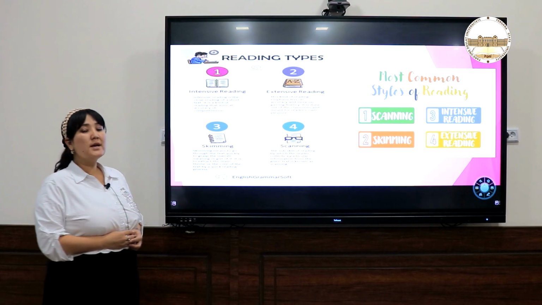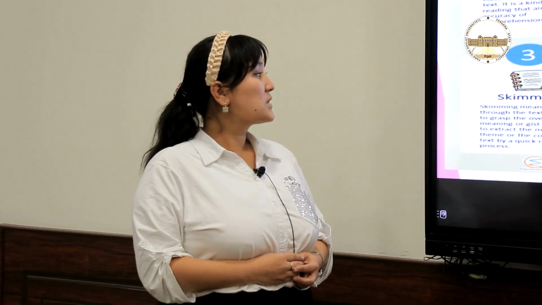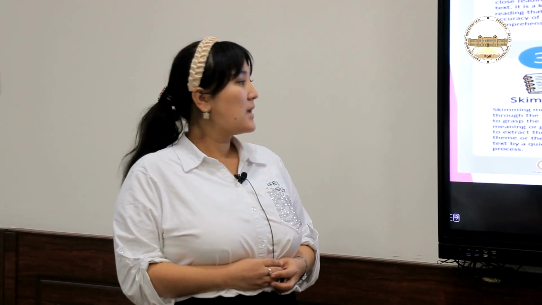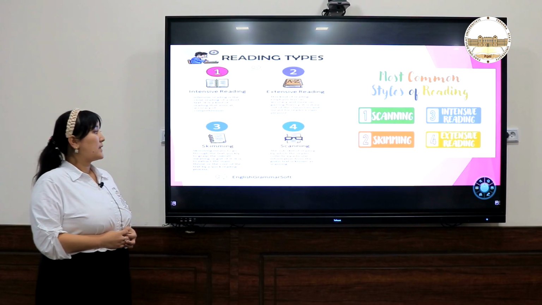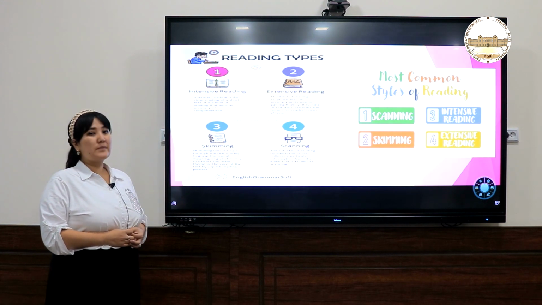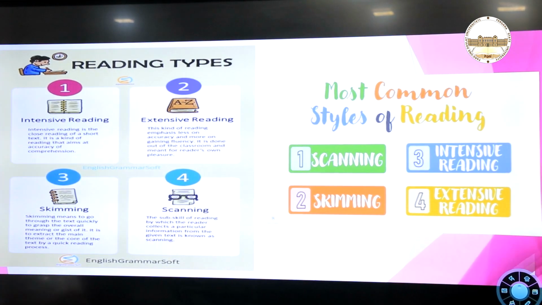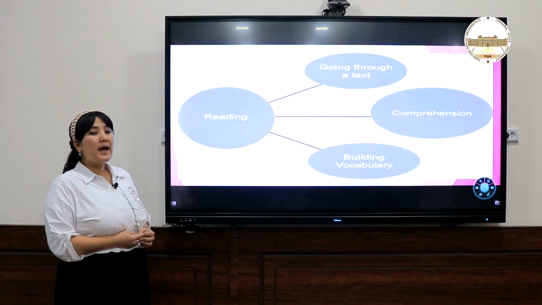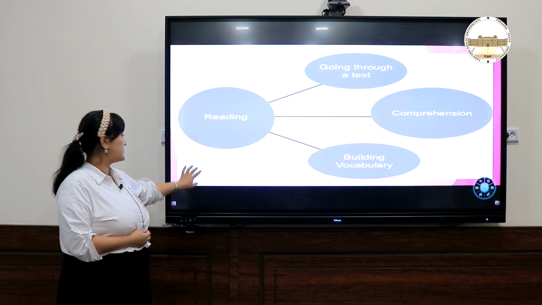And we have two more strategies like skimming and scanning. Skimming means to go through the text quickly, to grasp the overall meaning or gist of it. It is to extract the main theme or the core of the text by a quick reading. What is scanning? Scanning is a sub-skill of reading, and it collects particular information from the given text. So, reading is going through a text and its comprehension, and it helps you to build your vocabulary.